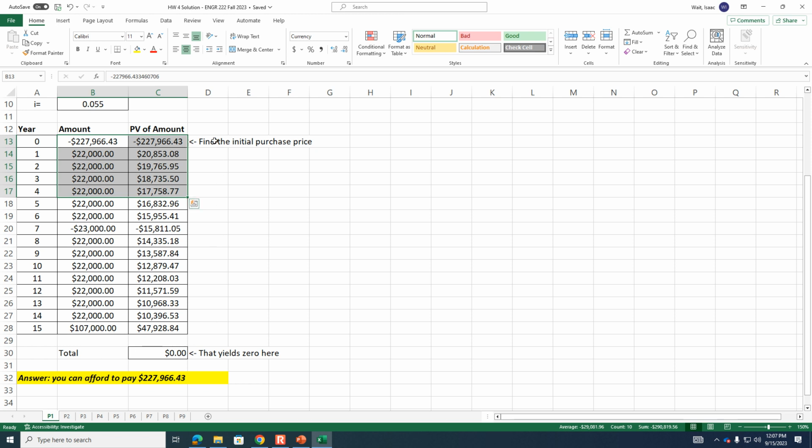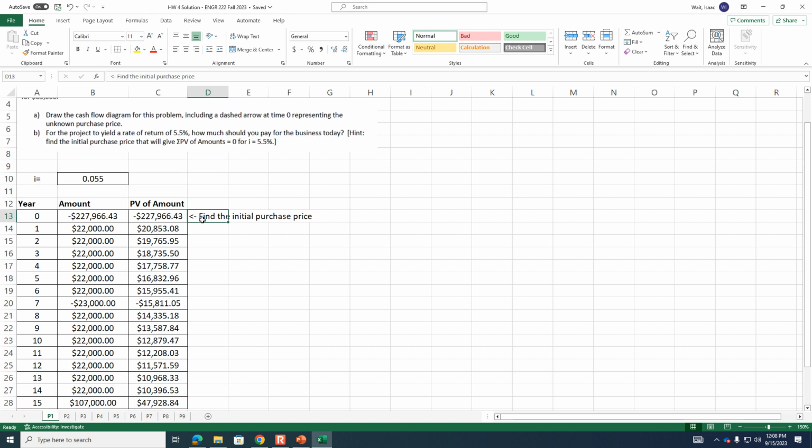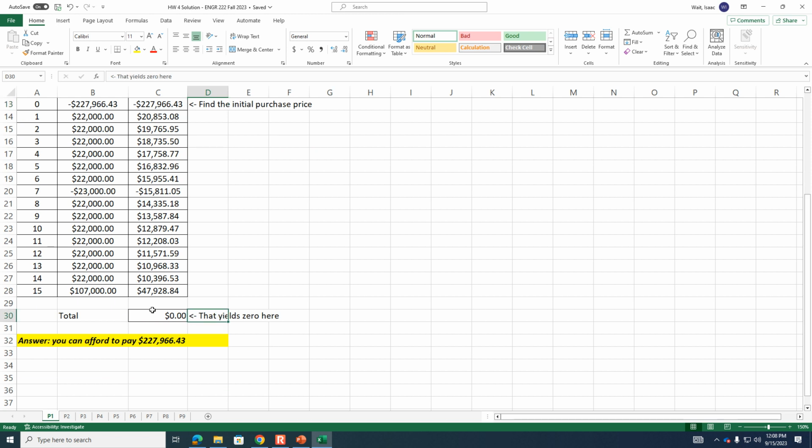I think it's good to add notes that explain what you're doing and that you understand how to solve it. And so this is just a little note that I've put in here, that this is what we're trying to find. This is the objective in the goal seek for the total to be equal to 0. And then down here at the bottom, I've got the answer in bold, italics, and it's highlighted in yellow, just to make the answer really easy to find.